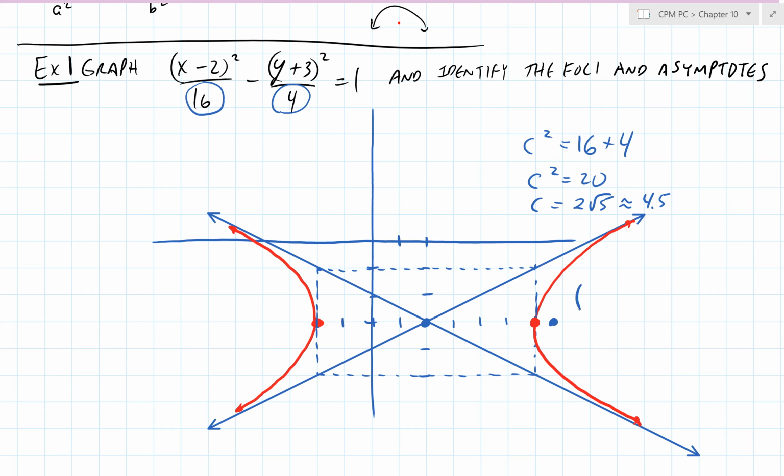And when I write the coordinates, I'm not going to use the decimal approximation, I'm going to use the actual value. So I was at an x value of 2, and I moved over to the right 2 root 5, so that's 2 plus 2 root 5. And the y coordinate hasn't changed, it's still negative 3.